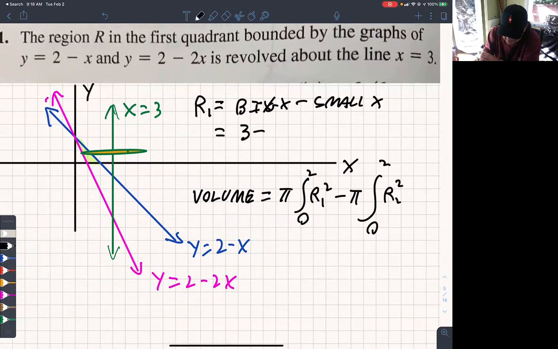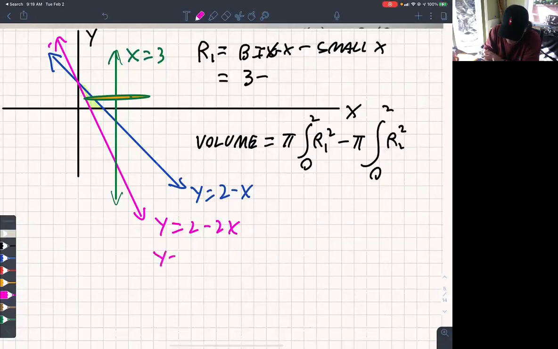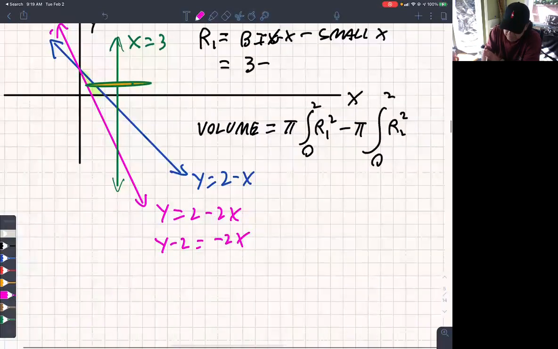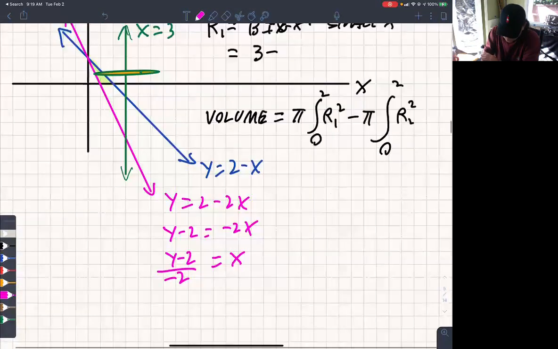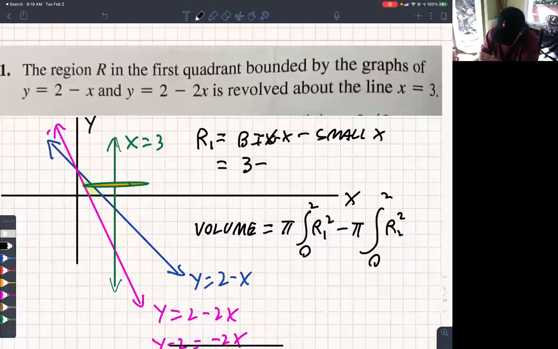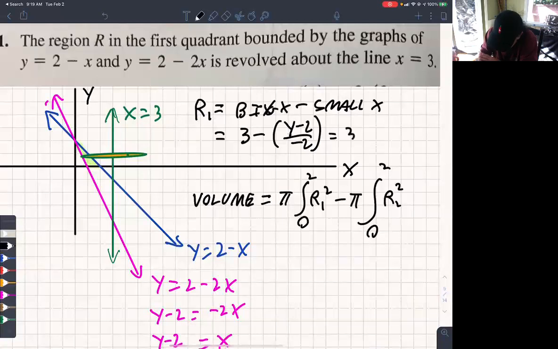Small x is the fuchsia, but that's not x, that's y. I need to solve for x. So I need to subtract 2 from both sides and then divide both sides by -2. That's my x. So it's y minus 2 over -2. So that's going to be, I guess I can simplify that for you. 3 plus y over 2 plus 1. So it's 4 plus y over 2.